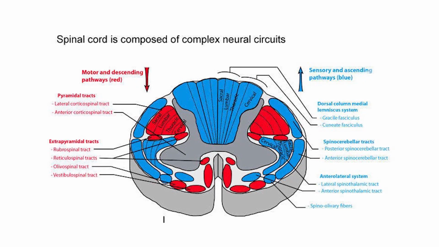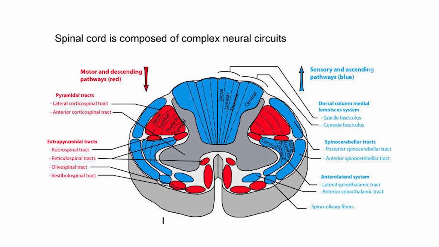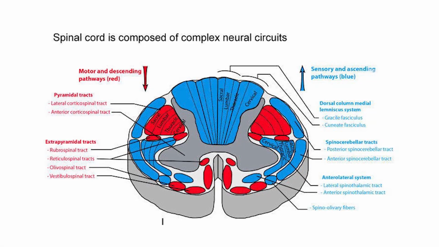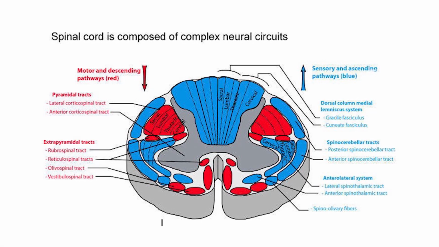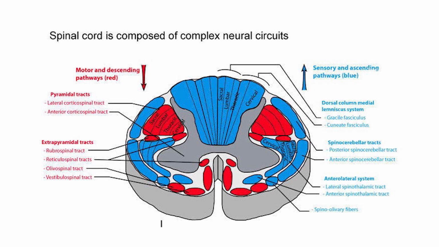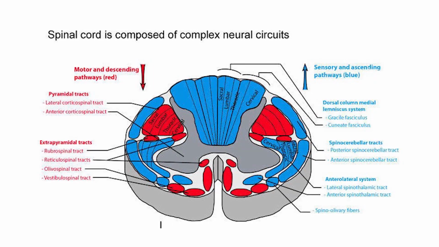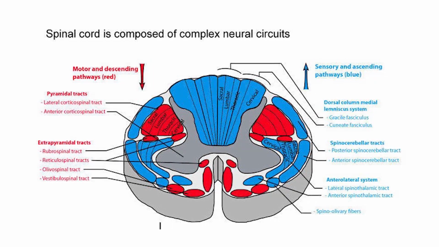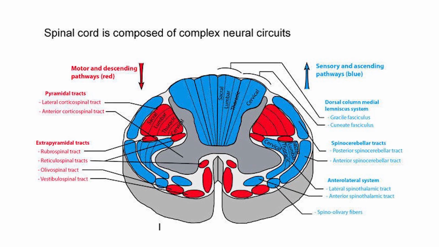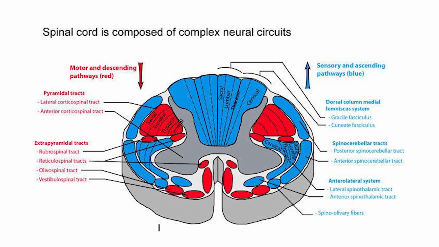In the lateral and anterior column, the fibers cross in the spinal cord. The lower limb fibers are placed more laterally, and the upper limb fibers are placed more medially at the cervical level. From medial to lateral, they are cervical, thoracic, lumbar, and sacral.